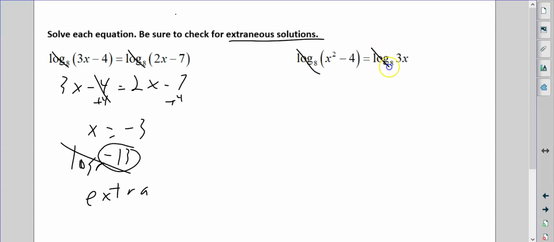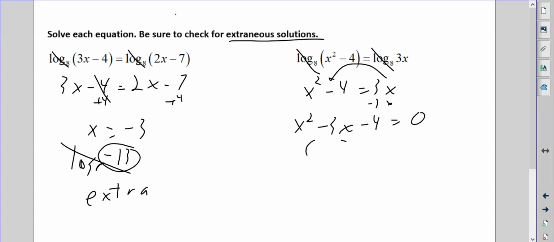All right, here, log 8 on both sides, cross it out. X squared minus 4 equals 3x. We want to move this over by subtraction, remember. X squared minus 3x minus 4 equals 0. And we're going to factor. So two numbers that multiply give us 4 that differ by 3. Well, that's 4 and 1. I want more negatives than positives. That means I'm going to get 4 and negative 1.